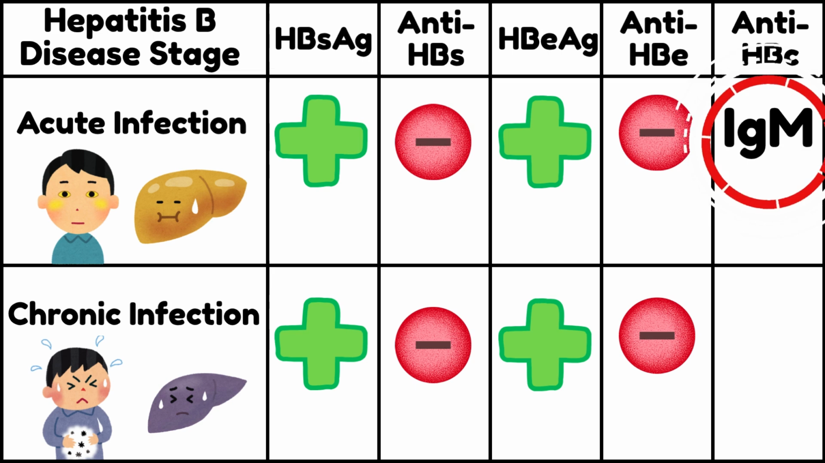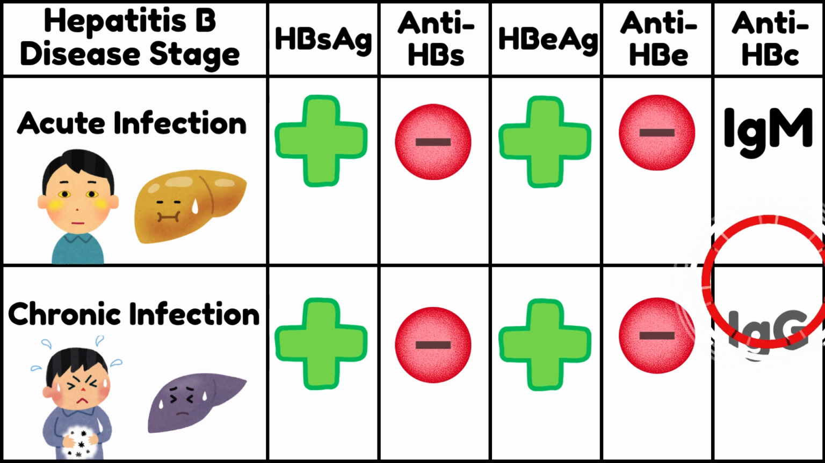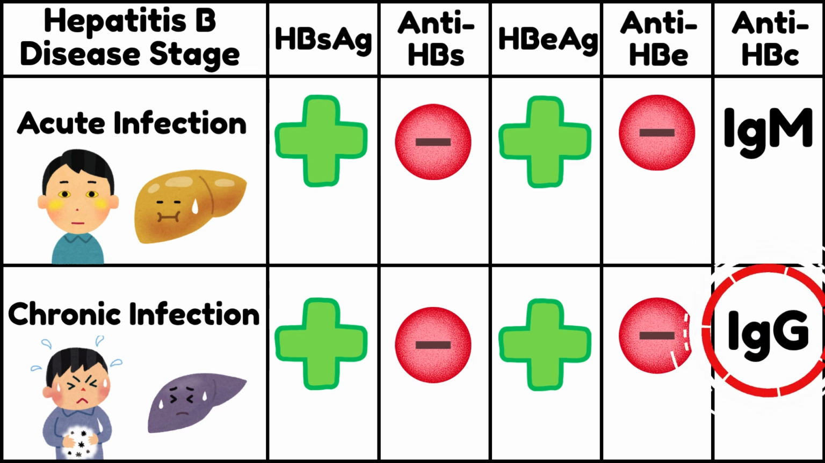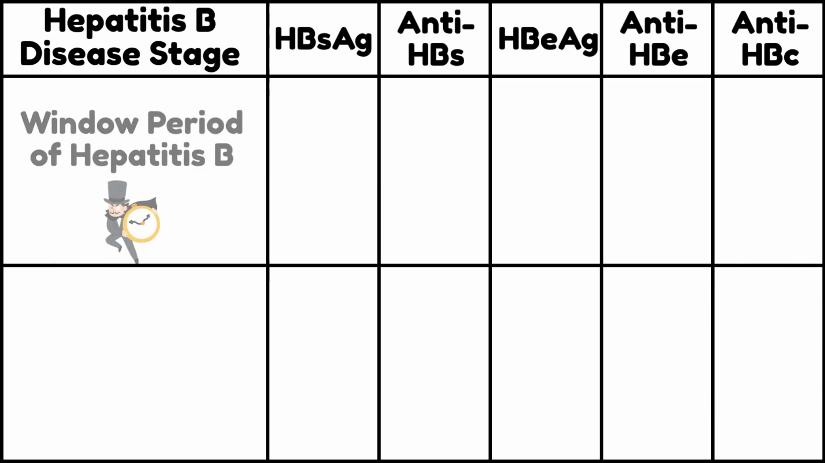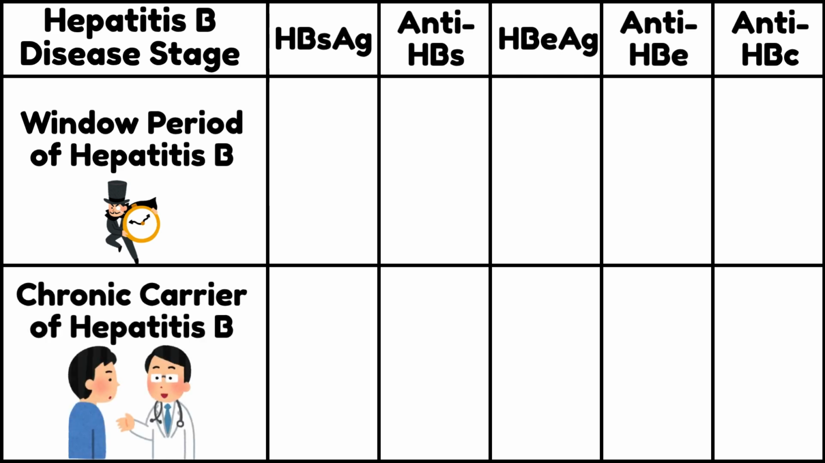Acute hepatitis B infections have IgM antibodies, so it is the key marker for acute infection. In contrast, the presence of IgG anti-HBC usually points to a chronic infection. This slide covers two important scenarios: the window period of hepatitis B and the chronic carrier of hepatitis B.